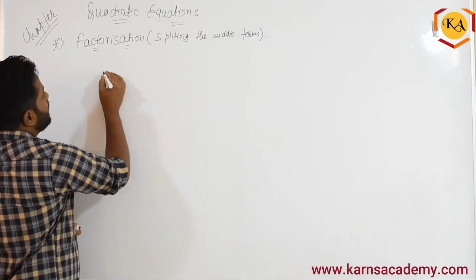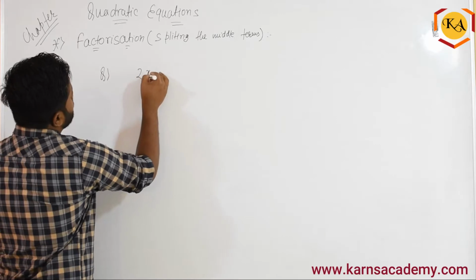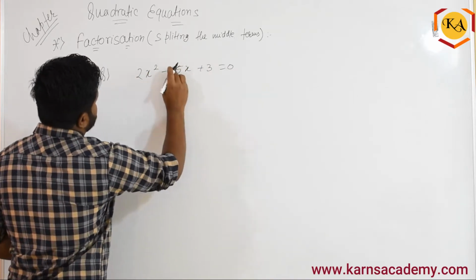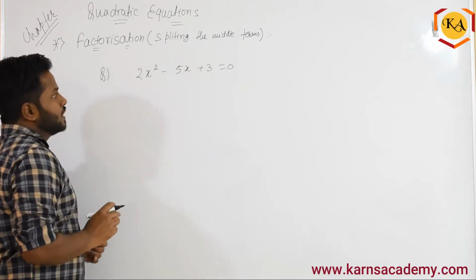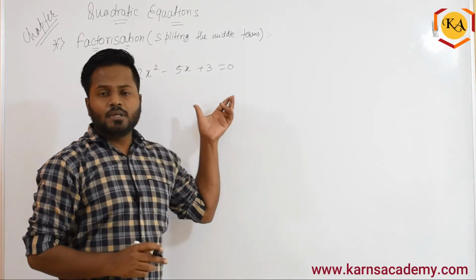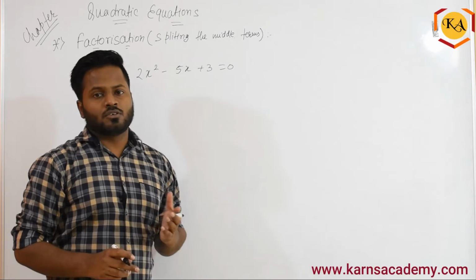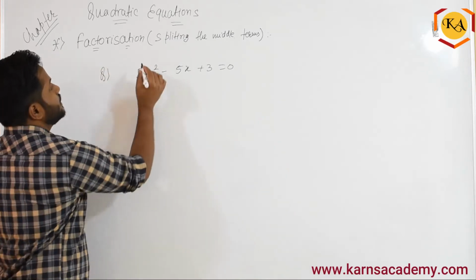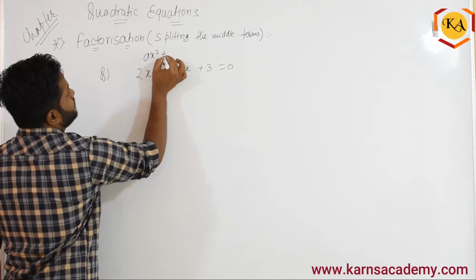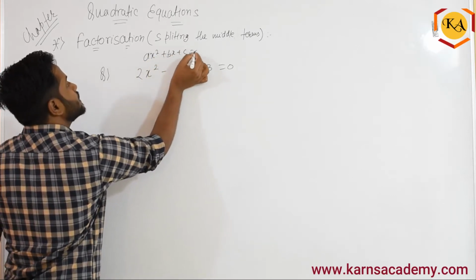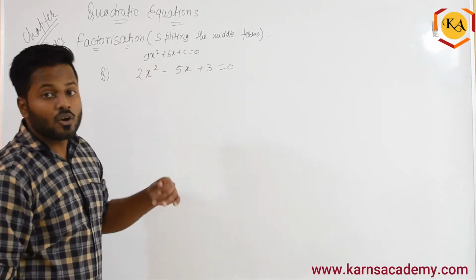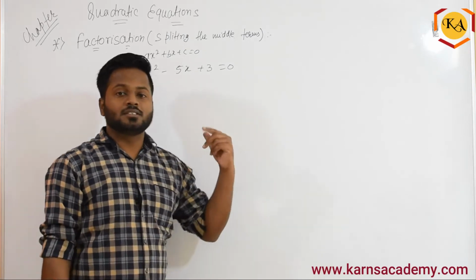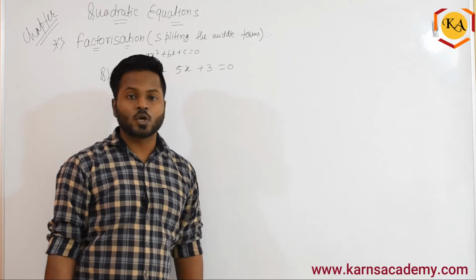So let me assume that I am taking one question, that is 2x square minus 5x plus 3 equal to 0. Right? Now, you can tell me whether this is a quadratic equation or not. Yes, it is a quadratic equation. Why is it a quadratic equation? Because it belongs to this format. Right? It satisfies this format. Or also, you can tell that the degree of the equation is 2. Hence, the given equation is the quadratic equation.